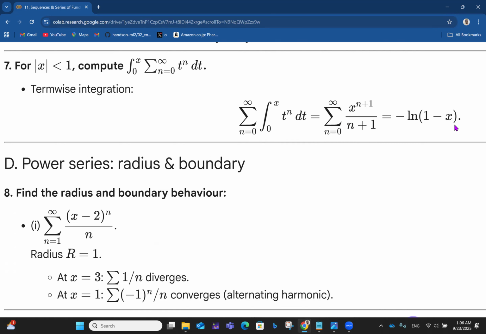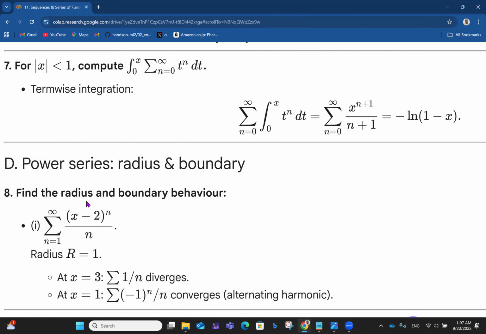That if you do the sum to infinity for this situation. So D, now you have power series talking about radius and boundaries. So find the radius and boundary behavior of the summation from n equals 1 to infinity of (x minus 2) raised to n over n. The radius is 1 at x equals 3. You can check my playlist on sequences and series, where you'll find practical ways of getting R.